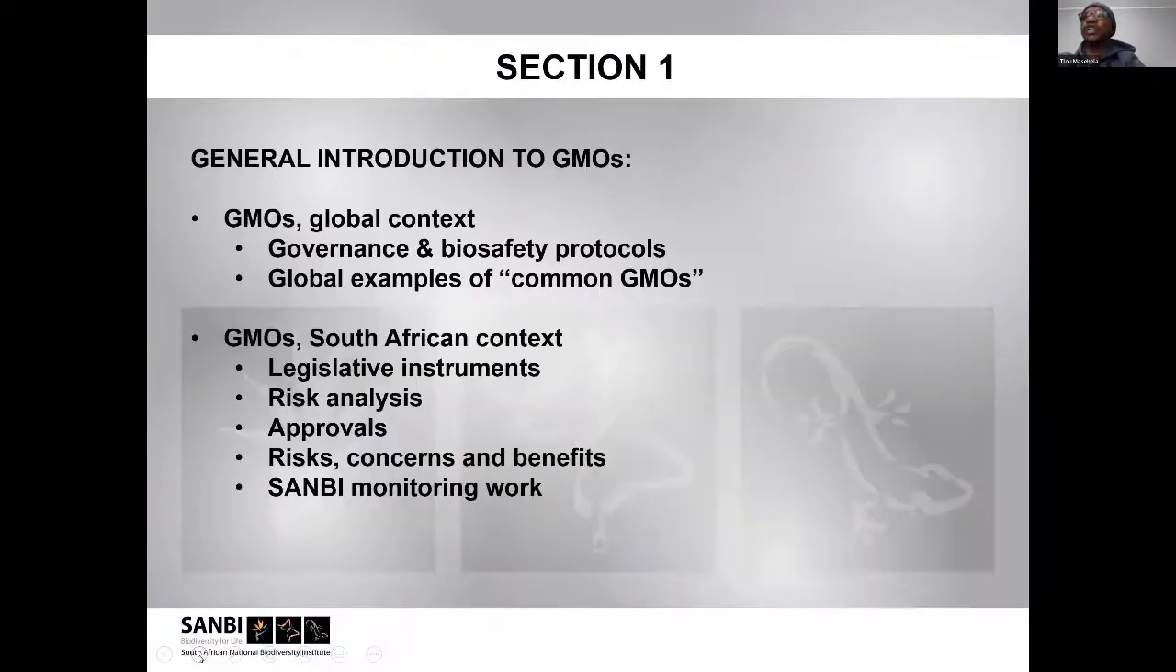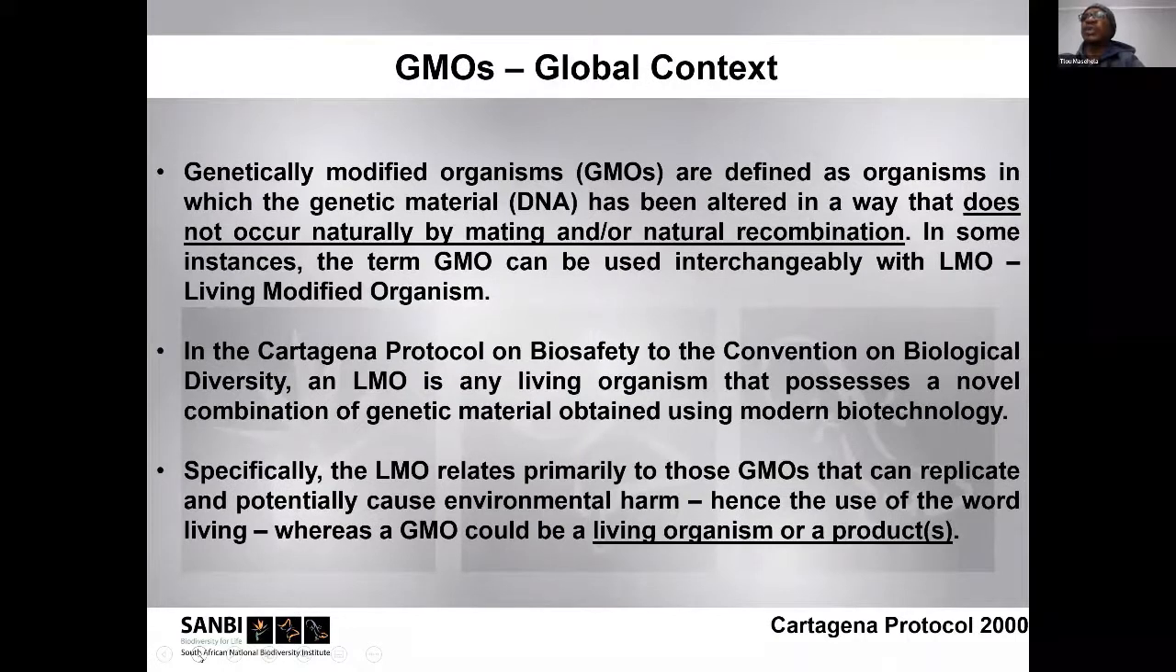I'll just start with a general introduction on GMOs, giving a global context. Then right straight after that, we'll jump into GMOs. So you'll see I'll have section 1, 2, and 3. So when we start and we look at GMOs from a global context, it's always good to look at the definition. And this definition comes from a document which is called the Cartagena Protocol on Biosafety, which is a treaty where a lot of countries have signed on. I'll speak to that shortly.